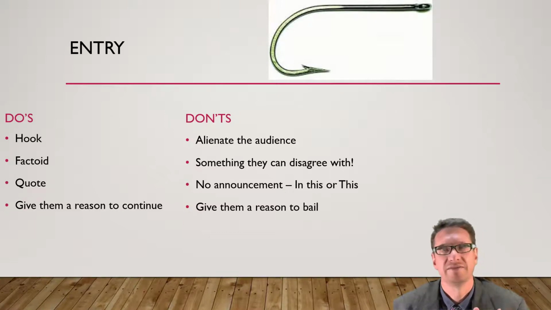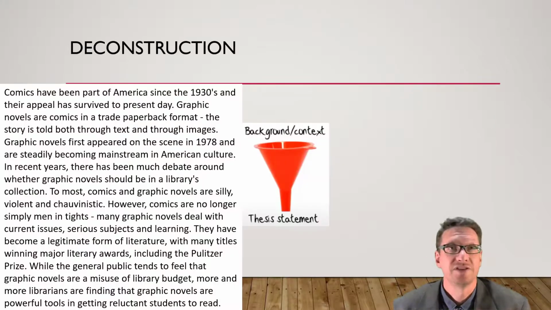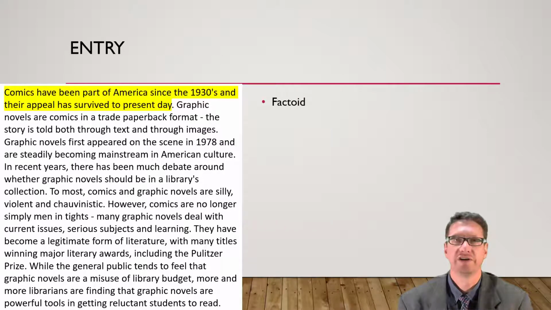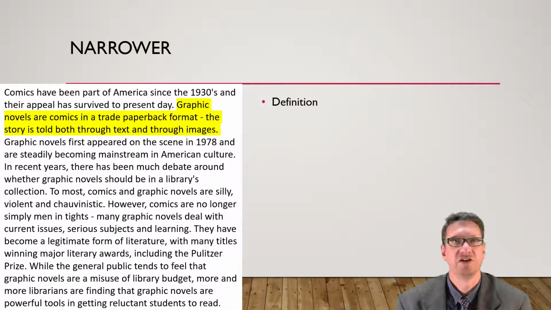Let's take apart a couple of paragraphs and have a look at them. This paragraph's about comics. Let's have a read. I'll give you 30 seconds. All right, let's go into the funnel. Let's start with the entry. What have we got? We've gone in with a factoid. It's history, it's a bit of context. We've then got a definition. It's narrower. We started with comics, we've moved into graphic novels. Graphic novels are comics in a different form. We're starting to get more specific.